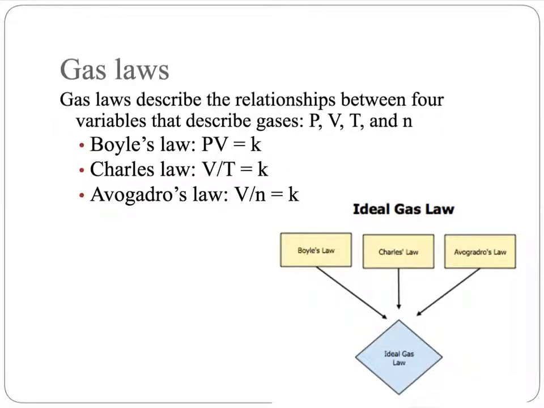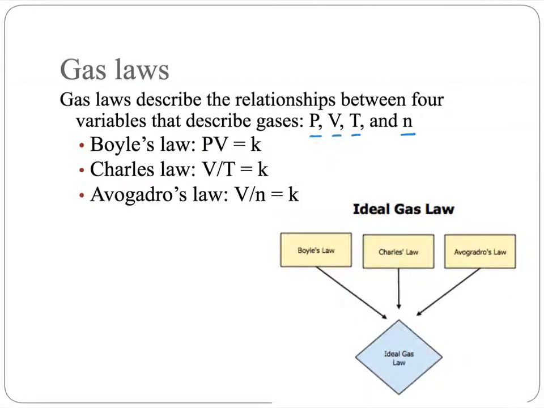We've been talking about several gas laws in previous videos, and these gas laws describe the relationships between four characteristics of gases: pressure, volume, temperature, and number of moles. So Boyle's law showed us the relationship between pressure and volume, that it was an inverse relationship. If pressure goes up, volume has to go down. Charles's law talked about volume and temperature, where you have a direct relationship. If temperature goes up, volume goes up.